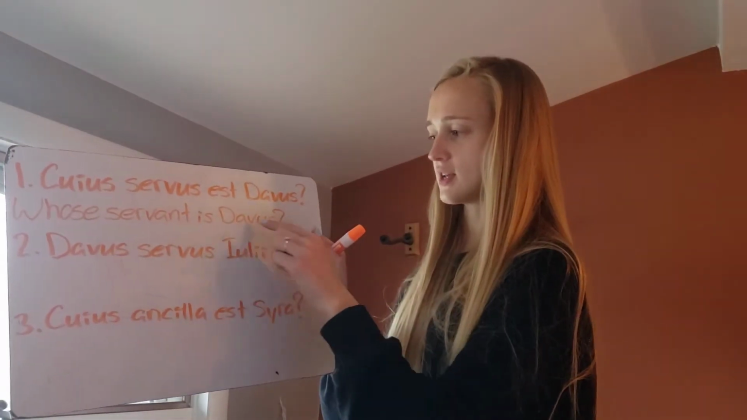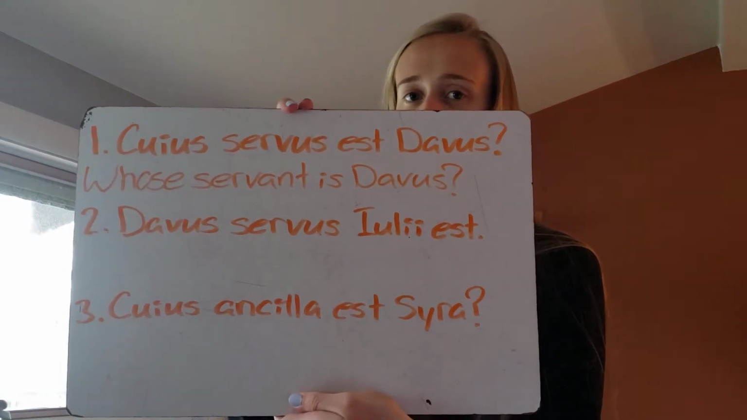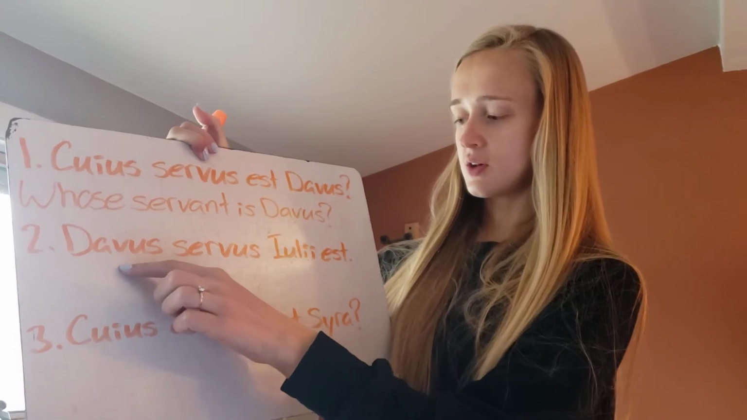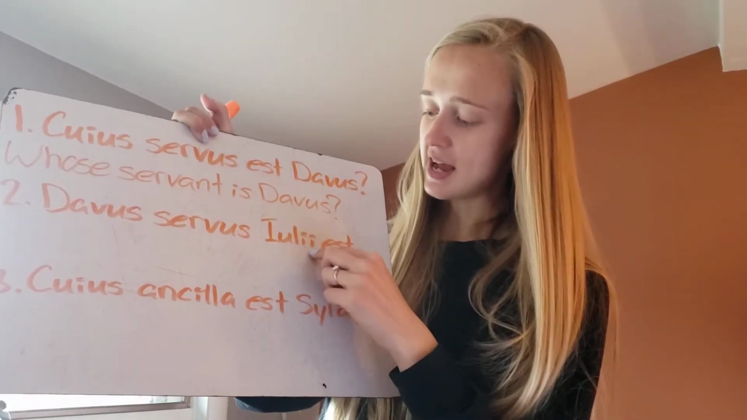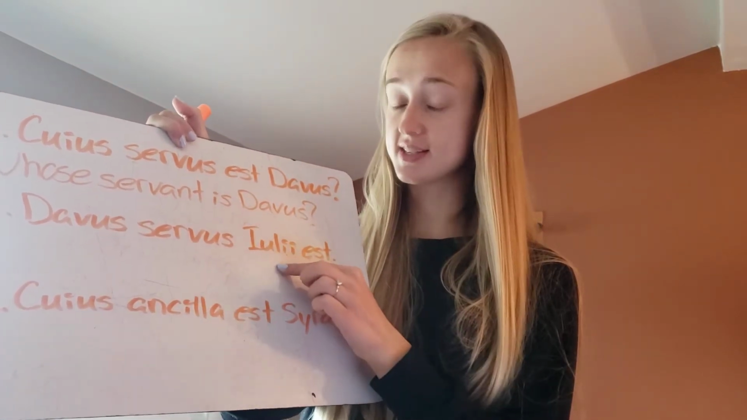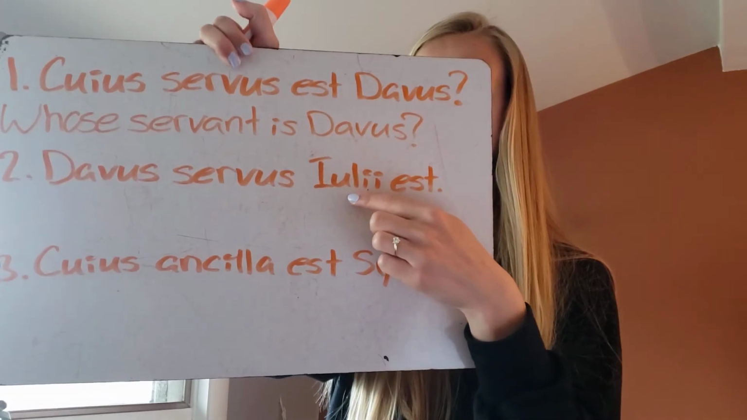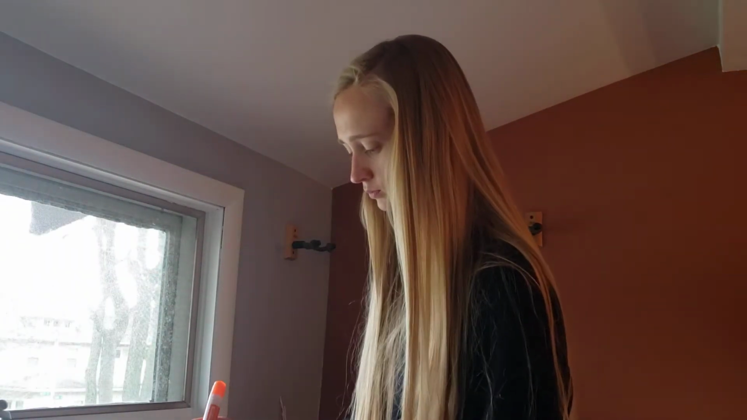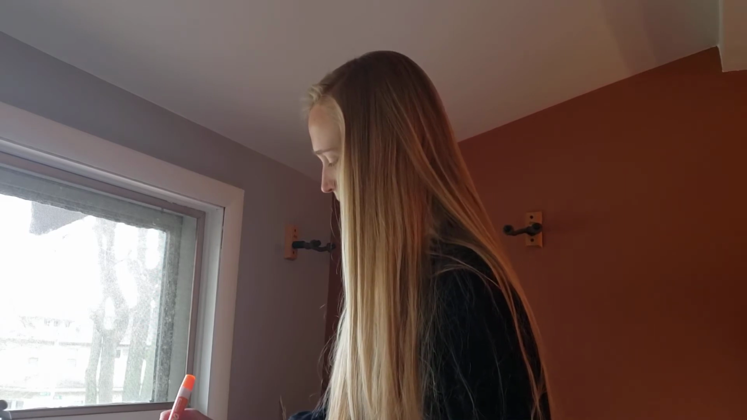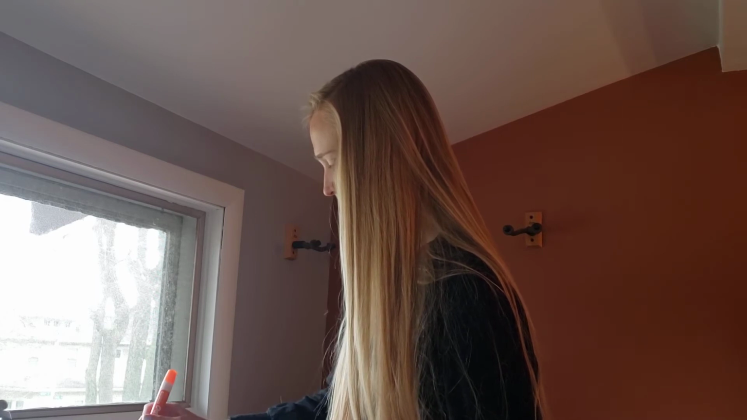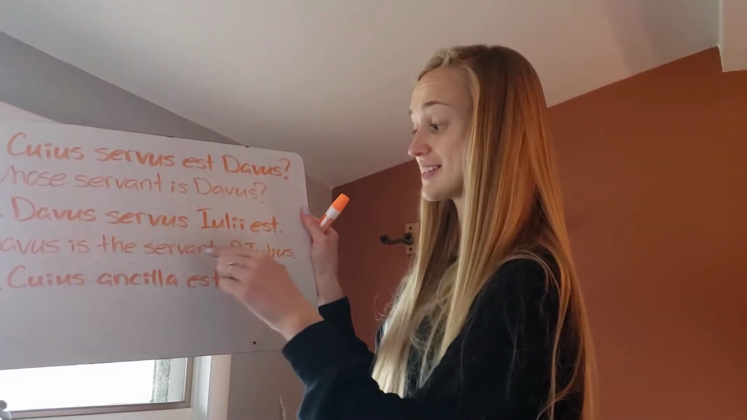So we have whose servant is Davus? And we're going to answer it here. Davus servus Julii est. What do we notice about that sentence? Davus, we're going to jump to the end, is servus, the servant, Julii. What does Julii mean? Remember this I ending, it could be plural, but that doesn't make sense with someone's name. We can't say Julius's. Or it could be what? Genitive. So Davus is the servant of Julius. Go ahead, write that down. Okay, we have Davus is the servant of Julius.